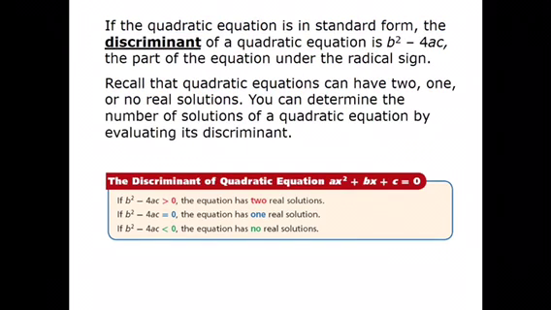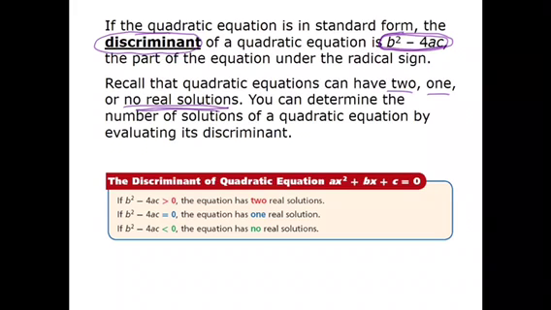So the last thing we need to talk about is the discriminant. So if you have a quadratic equation in standard form, the discriminant of the quadratic equation is b squared minus 4ac, which is something we've actually already seen. This is the value that's underneath the square root in your quadratic formula. All right? And so we can use the discriminant to determine whether or not our quadratic equation has 2, 1, or no real solutions.